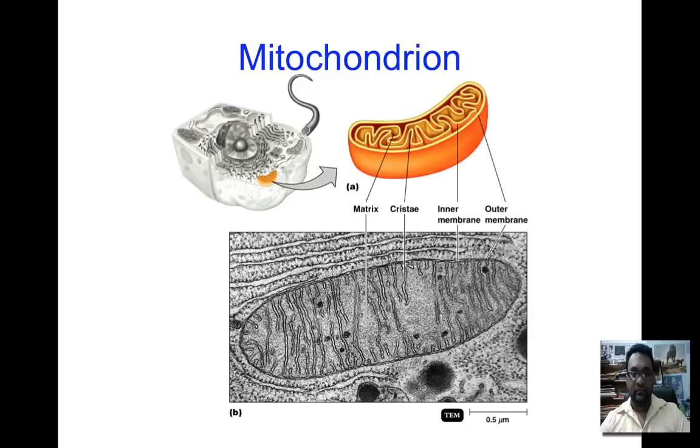All right. So you see here it's made of two membranes, the outer and the inner membrane. The inner membrane is folded to form cristae, and then inside of the mitochondria we have the matrix.